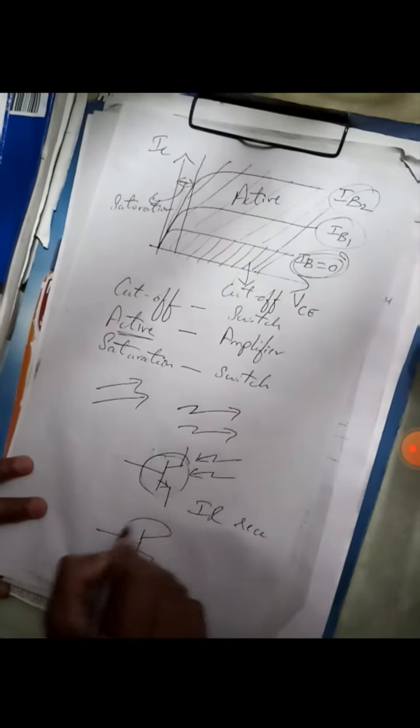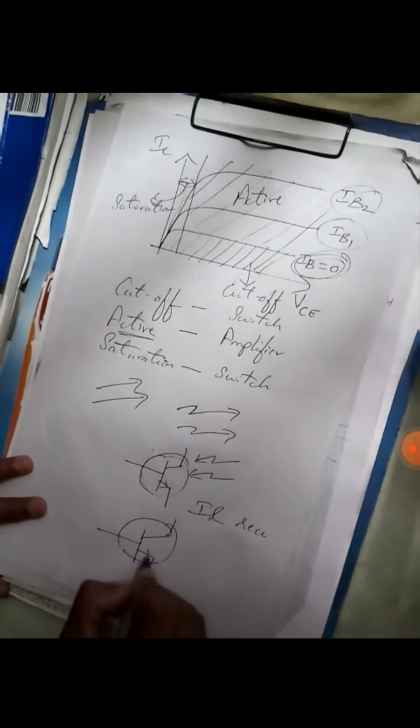It is receiving the IR light. So this is the symbol of IR receivers. IR transmitters are also there. In IR transmitters, light goes out from here. So this is the basic difference between IR transmitters and IR receivers. So this is the end of this chapter, bipolar junction transistors.